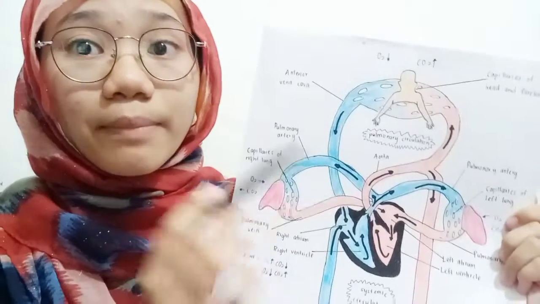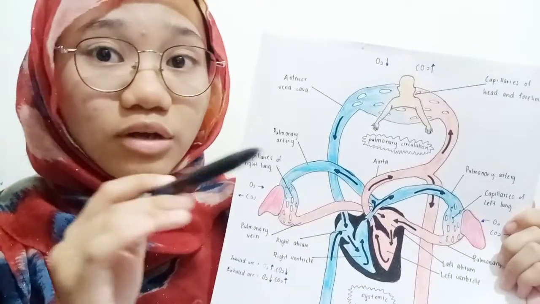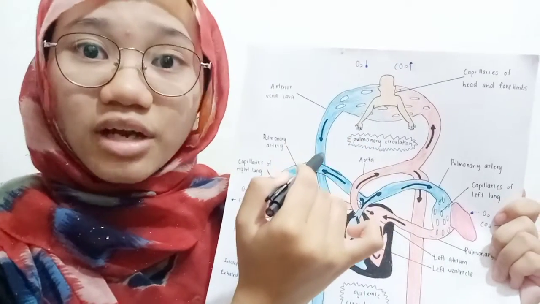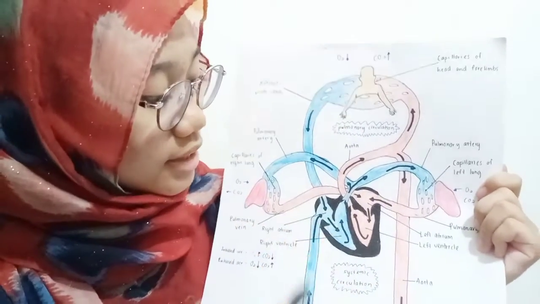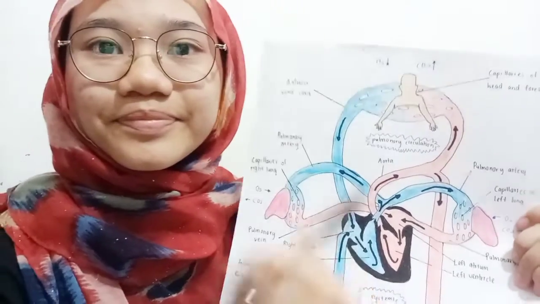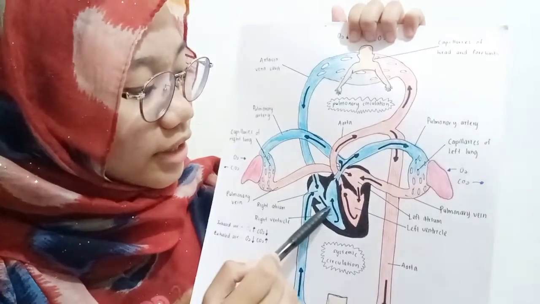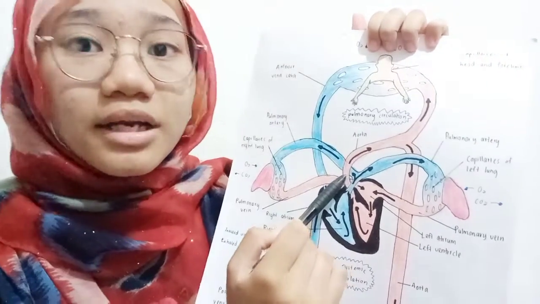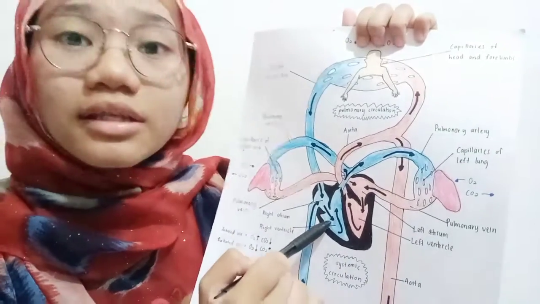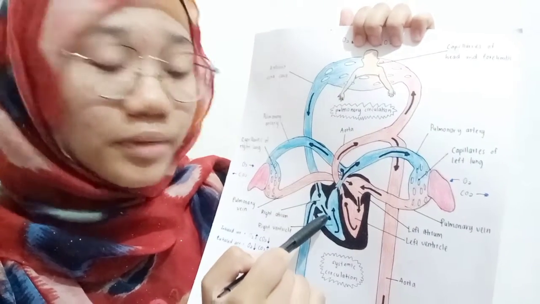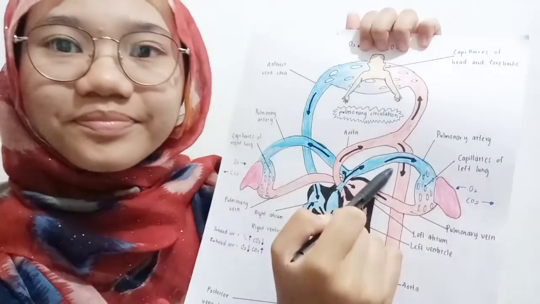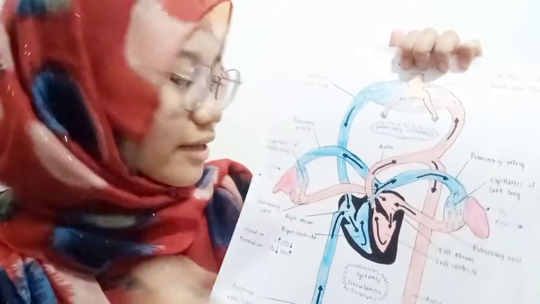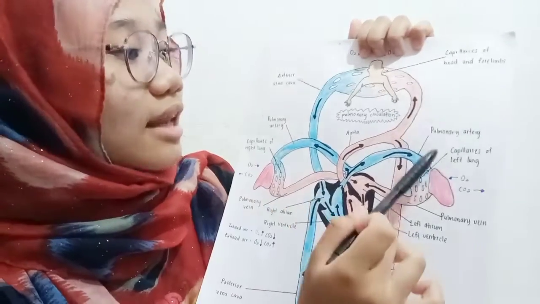The deoxygenated blood, which is now low in oxygen, is collected in veins and travels to the right atrium and into the right ventricle. This is where pulmonary circulation begins. The right ventricle pumps deoxygenated blood into the pulmonary artery, which branches off into smaller and smaller arteries and capillaries of the right and left lung.